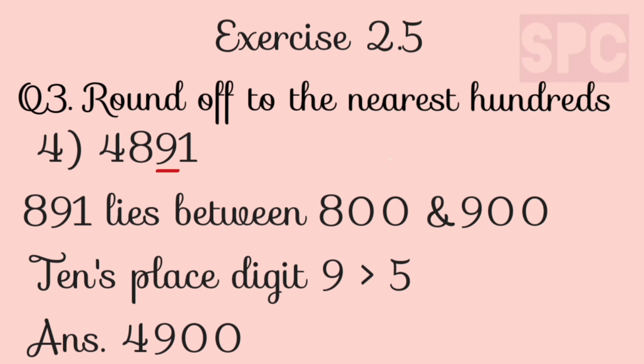We will not change anything in the thousands place, because here we have to round off this number to the nearest hundreds only. So we will check the digit at tens place and accordingly we will round off. So after rounding off 891, we will get 900. So 4000 will remain as it is, and then 891 will be rounded off to 900. So we will get 4900.